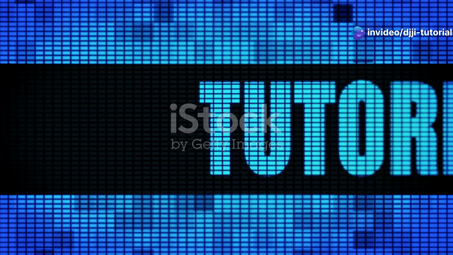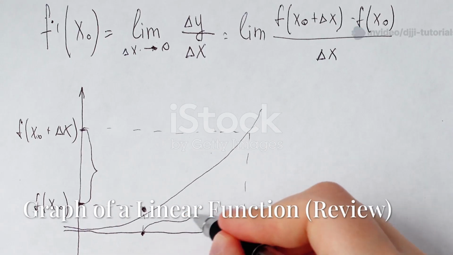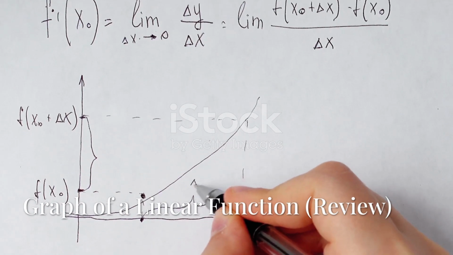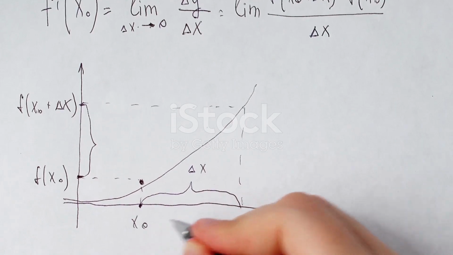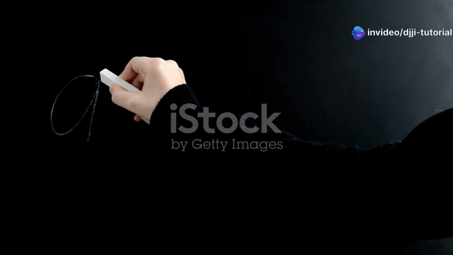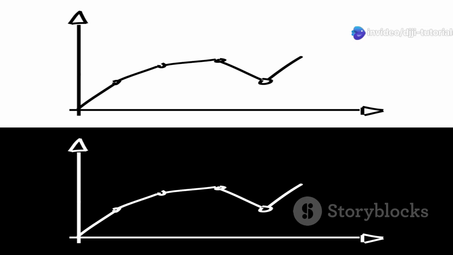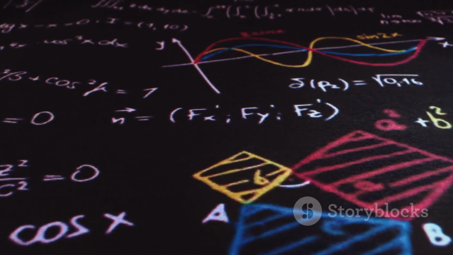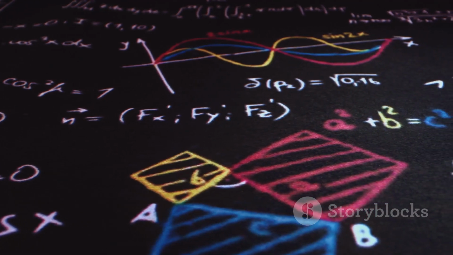Today, we are diving into using a calculator to graph operations with functions. To graph a linear function, you can either plot points and connect them with a line or use the slope-intercept form, y equals mx plus b, to plot the y-intercept and then use the slope to find additional points. Additionally, you can use the x and y-intercepts to graph the line.